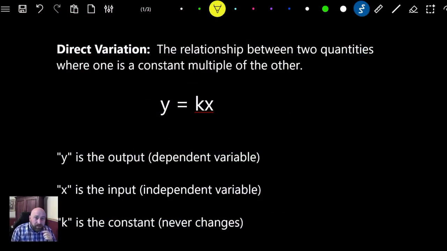What direct variation is, you can take a look down here at the screen. I've got it in your book as well. You can look at both places. But direct variation is the relationship between two quantities where one is a constant multiple of the other. Now, that sounds like, whoa, what is that? That's deep. Okay, it's really not as deep as you think. So, what do I mean by that?